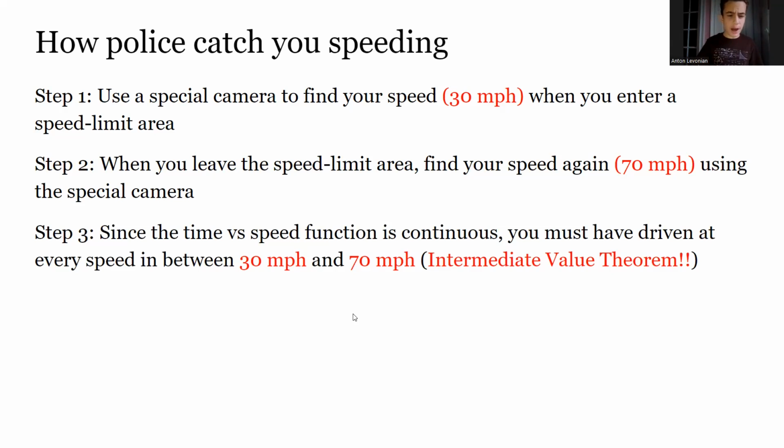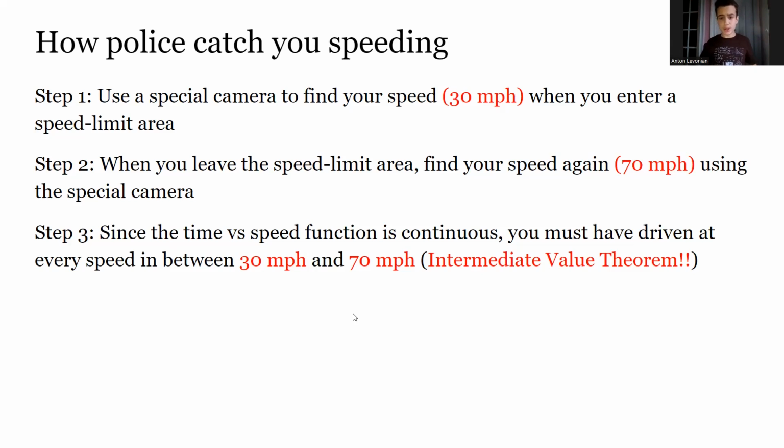So firstly, the time versus speed function is continuous because no vehicle has yet been developed where you could go from one speed to the next discontinuously. If you want to go from one speed to the next, you have to go through every single speed between those two speeds. You can't suddenly start from rest and suddenly accelerate to 60 miles per hour in 0 seconds. That is impossible. And because of that, this time versus speed function is continuous.